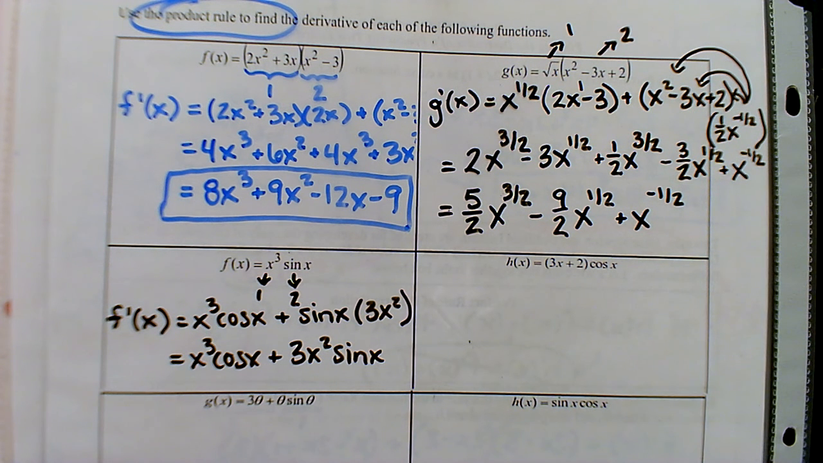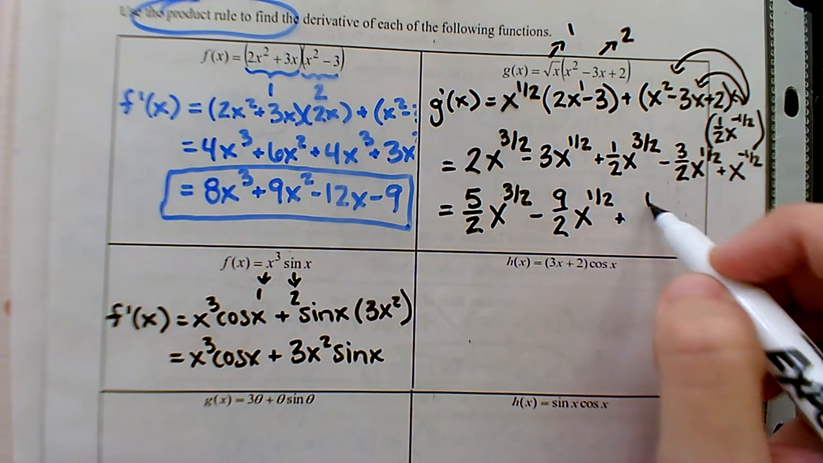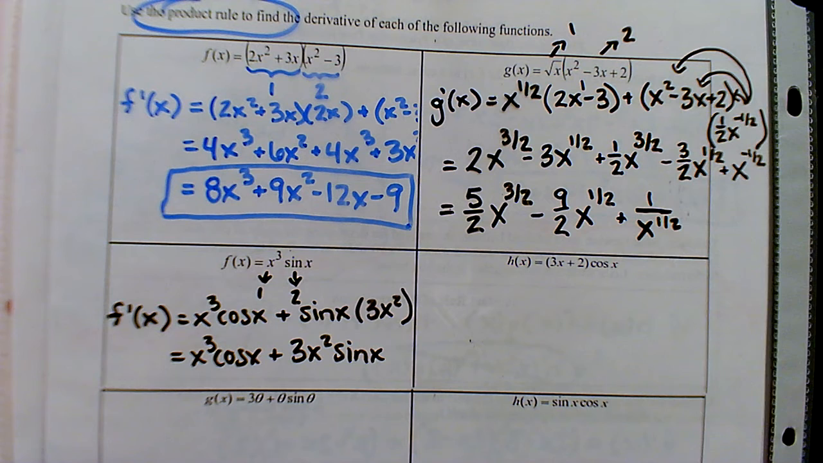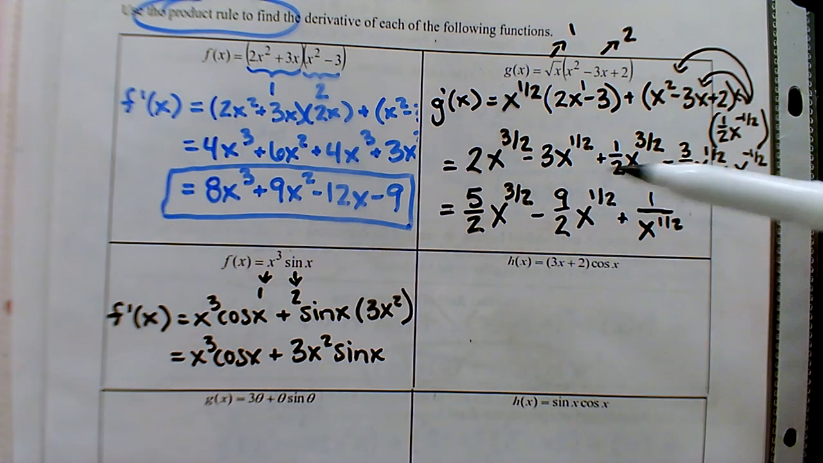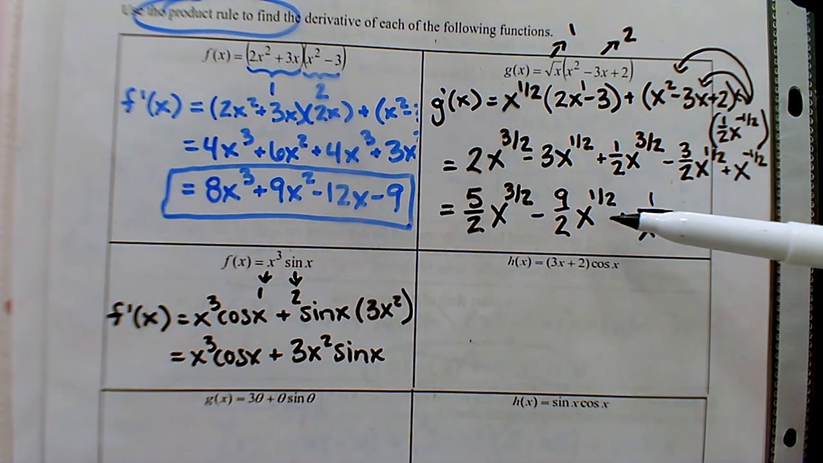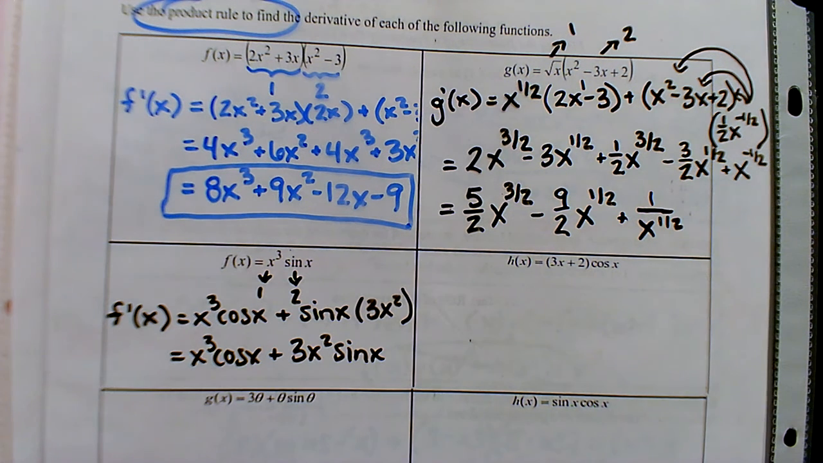Can we make that negative exponent positive? What would it look like? 1 over x to the 1/2. Good. And you could go even further and have it 1 over the square root of x. Yeah, if you wanted to convert these back to roots, you could do that. Okay? Let's see, you would have 5/2 times the square root of x cubed minus 9/2 square root of x plus 1 over the square root of x. You can turn them back into roots if you wanted to. Okay? A lot of different ways the derivative can be represented. You just got to be able to recognize or convert between those methods. All right? Let's go ahead and try the next one.